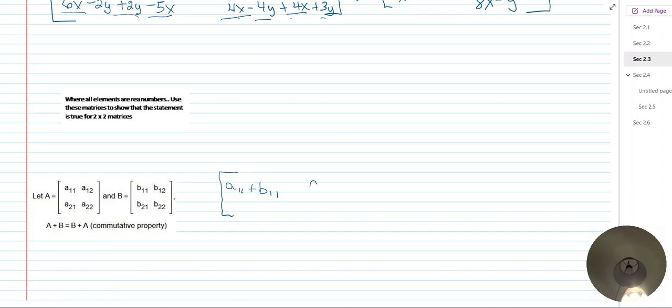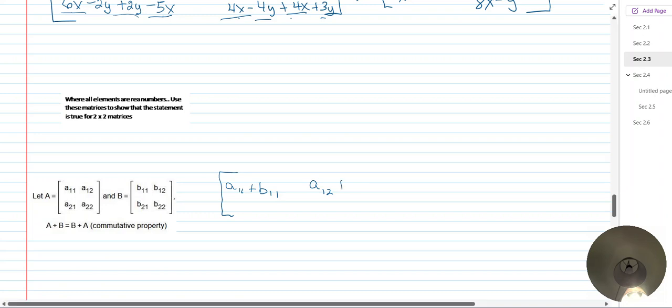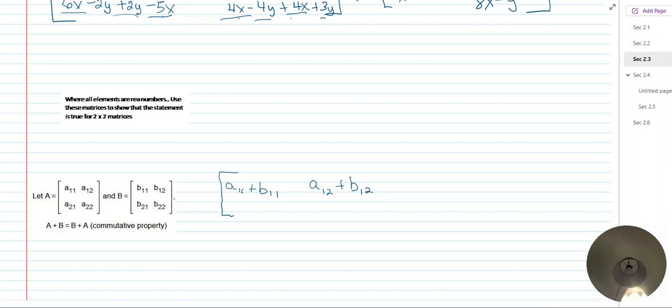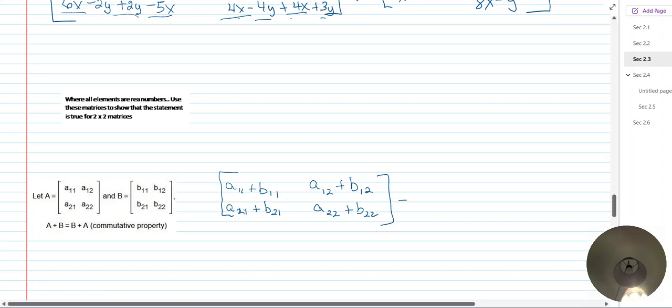And then I'm going to have A, 1, 2, first row, second element, plus B, 1, 2, the matrix B, first row, second element. Then I'm going to have A, 2, 1, plus B, 2, 1. And then A, 2, 2, plus B, 2, 2. And that's my sum. And we're going to see if it equals B plus A.